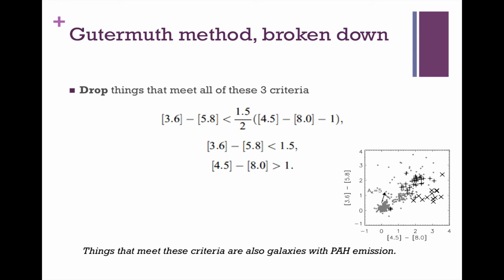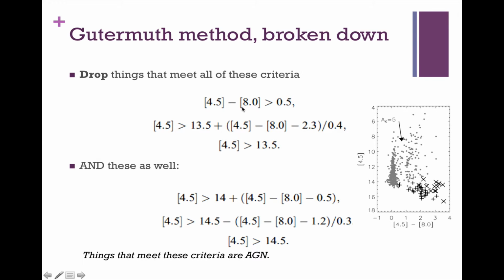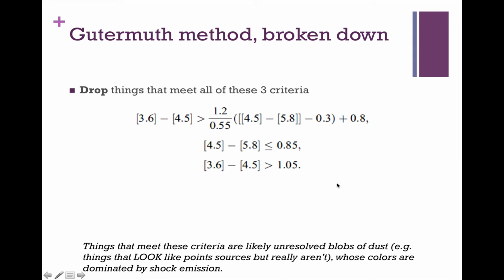Note them as such. Then do it again in a different parameter space. Things that meet these criteria are also galaxies. Drop things that meet these criteria and those criteria, because those are likely to be AGN. They're the ones over here. Drop the things that meet these criteria. These are likely unresolved blobs of dust. They look like point sources, but they're not, and their colors are largely shock emission.